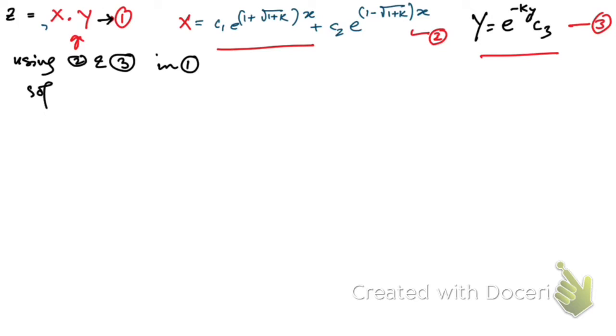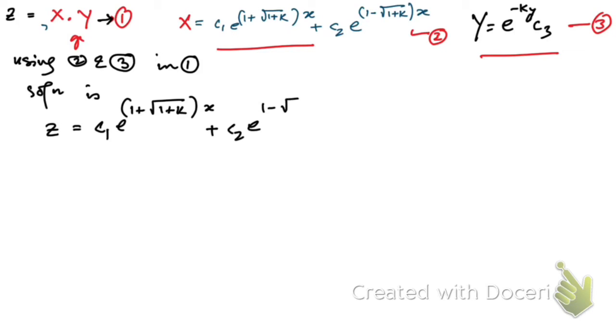Now the solution is z is equal to c1 e to the power 1 plus root over 1 plus k into x, then plus c2 e to the power 1 minus root over 1 plus k into x, and this whole into c3 e to the power minus k small y. That's what we're going to have, right? So hope you have understood this. So this is the solution. Now let's go to the next question.